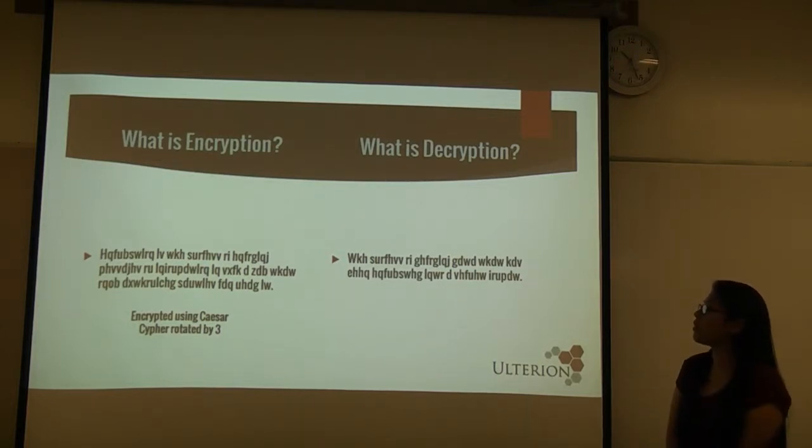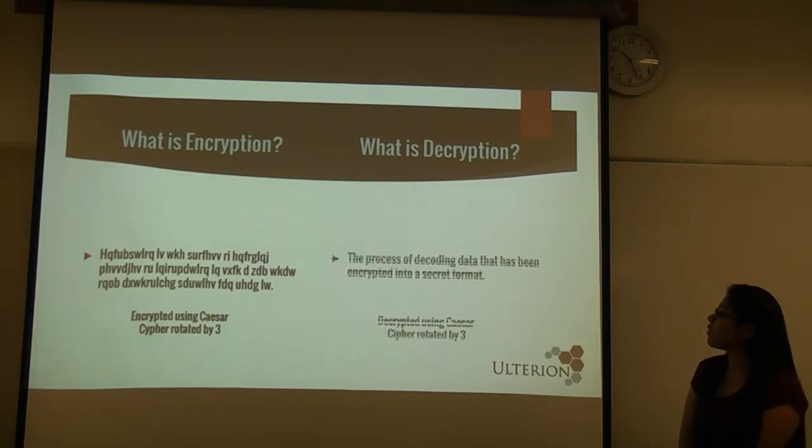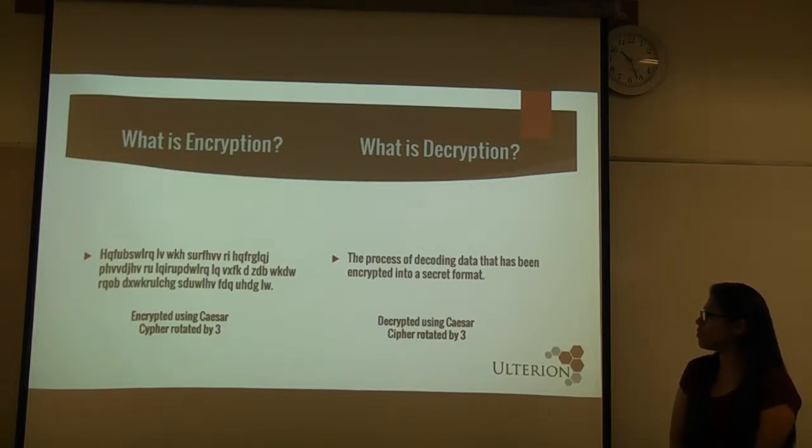Okay, so what's decryption? Decryption is the process of decoding data that has been encrypted into a secret format. What we did right there, we decrypted the text that was there using Caesar cipher rotate 3.